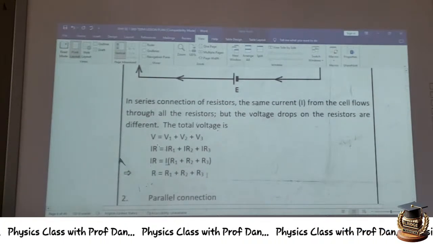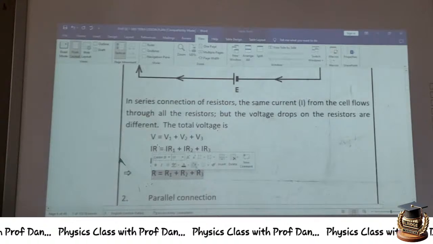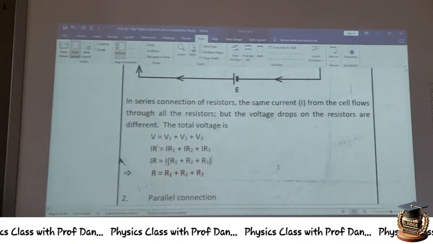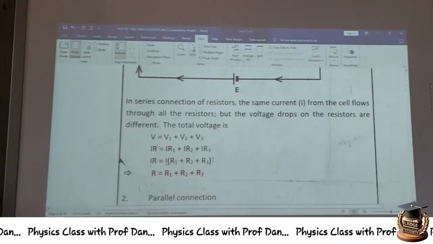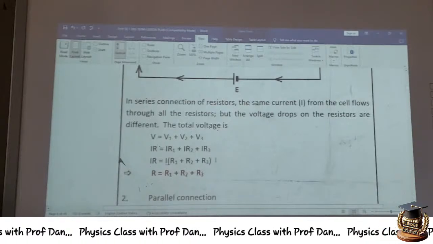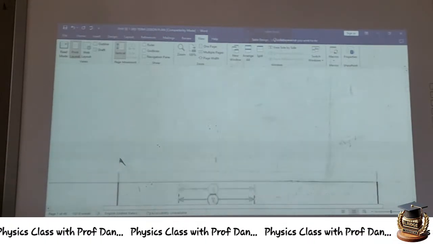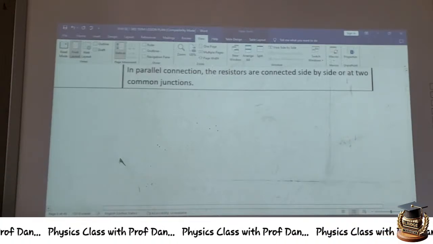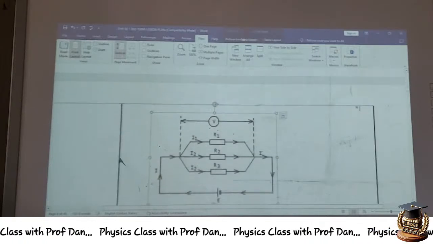So this is the formula for calculating the total resistance in a series connection of resistors. Let's look at the second one, parallel connection. In parallel connection, the resistors are connected side by side or at two common junctions. So you will see that in this.